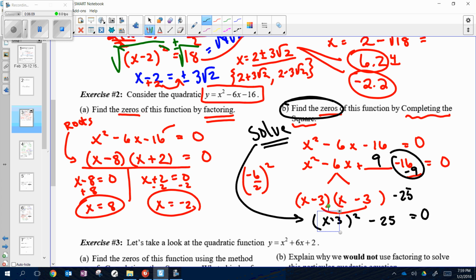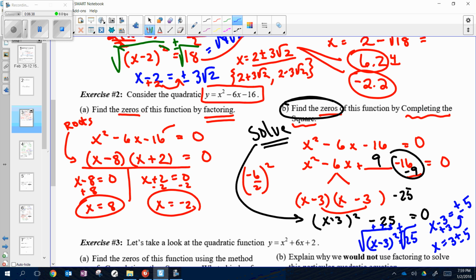So I'm going to add 25 over to the other side. I'm going to have x minus 3 squared equals 25. I'm going to take a square root, put a plus or minus, and add 3 to get x alone. So x minus 3 equals plus or minus 5. That's the square root of 25. Add the 3 in front, and I have x equals 3 plus or minus 5.